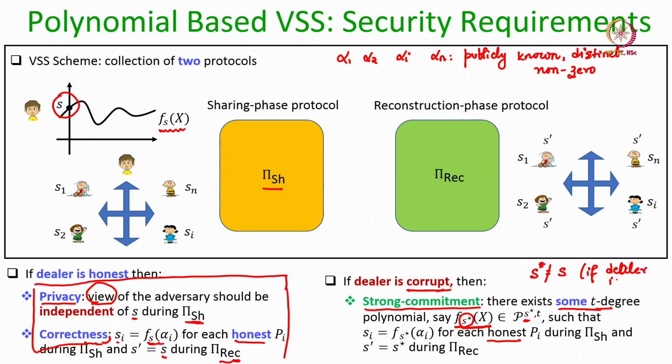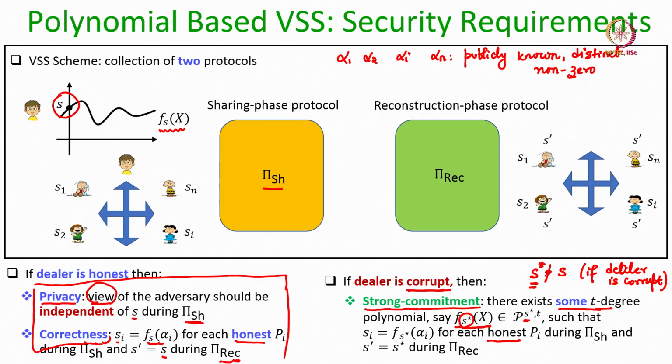Because if the dealer is corrupt, then as the protocol proceeds, it may decide to change its mind and say, oh no, I am not interested in sharing s, I am interested in sharing s star. Fine, you change your mind, but once you change your mind to s prime, and once you have fixed a t degree polynomial, you should stick to that and you should distribute shares to the honest parties as per that t degree polynomial. If a corrupt dealer is not doing that, then it should be caught during the execution of the sharing protocol. Okay. So, that is a strong commitment property.